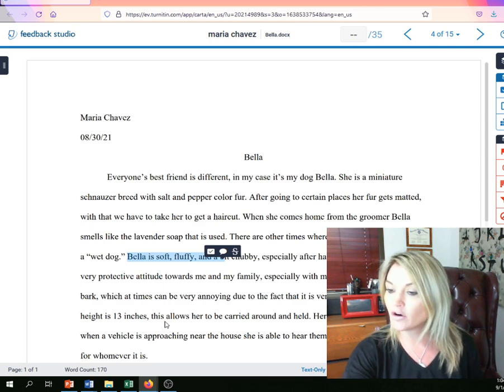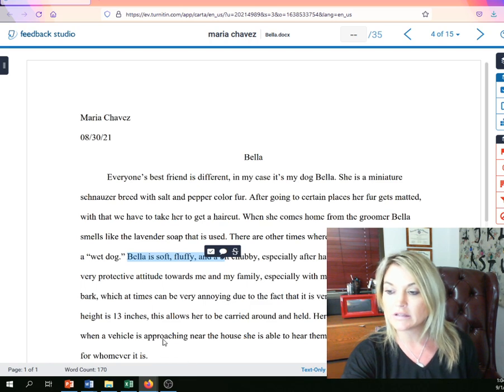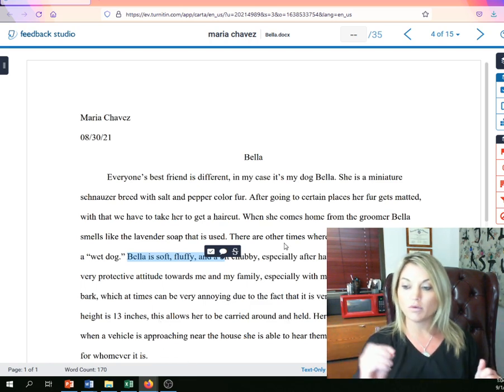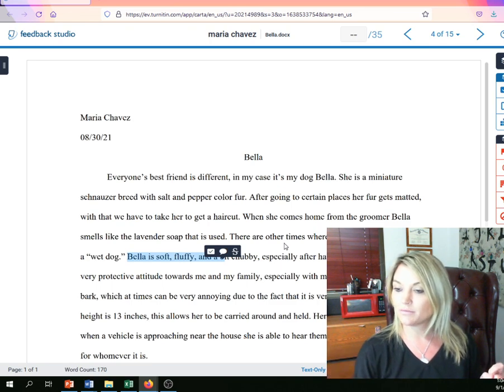Another comma splice. Her height is 13 inches, period. Complete sentence. This allows her to be carried around and held. You have two complete sentences again, joined with a comma. That makes that a comma splice.